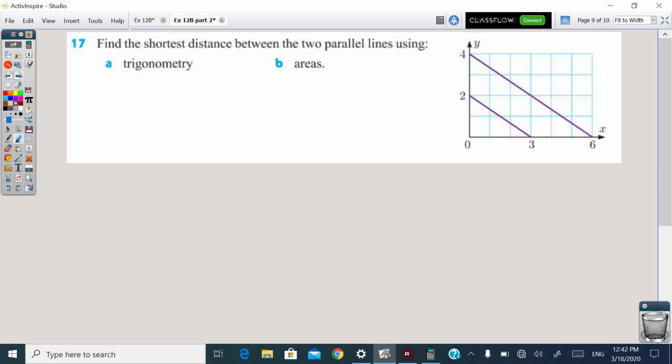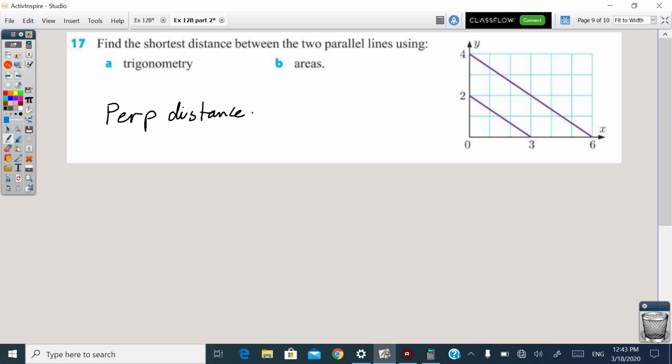For question 17, we need to find the shortest distance between the two parallel lines. First of all, let's remember that the shortest distance is the perpendicular distance. The distance between a point and a line, or between two lines, the shortest distance is defined as the perpendicular distance. And we want to do that using trigonometry first.